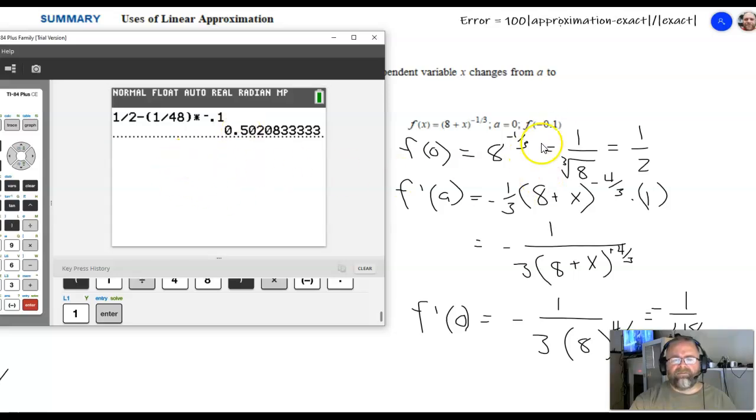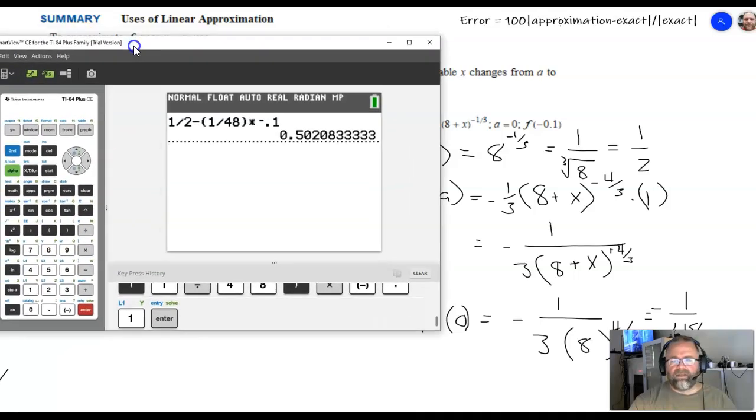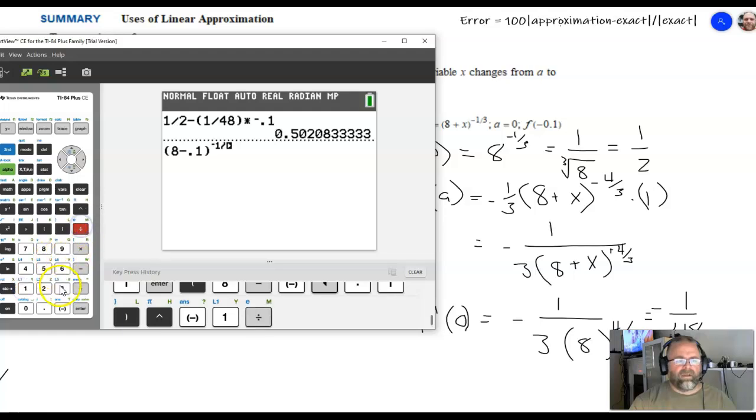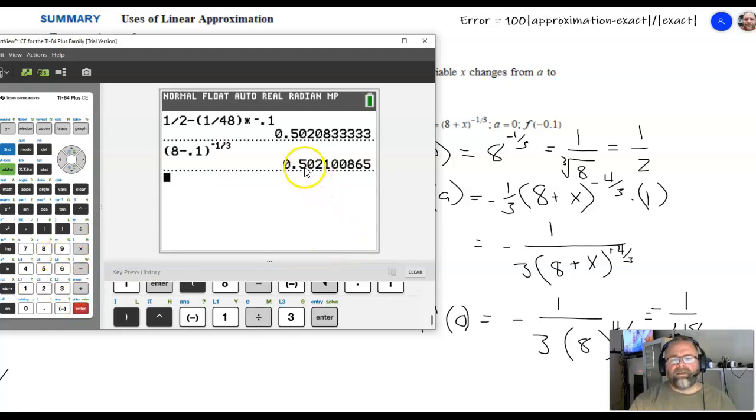Now let's actually evaluate it at negative 0.1. So I'm just going to plug it in there. So open parentheses, 8 plus a negative 0.1 is minus 0.1, raised to the negative 1/3. And you can see that the actual value here still rounds to 0.502, but after that it's a little bit different. So see how close that is?